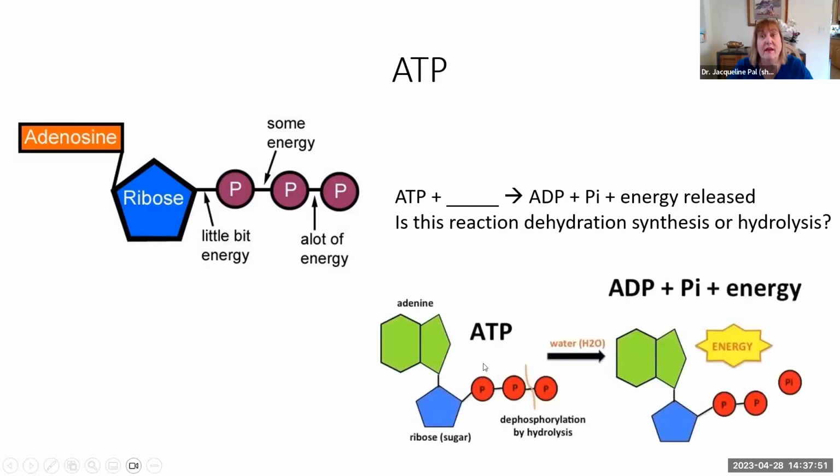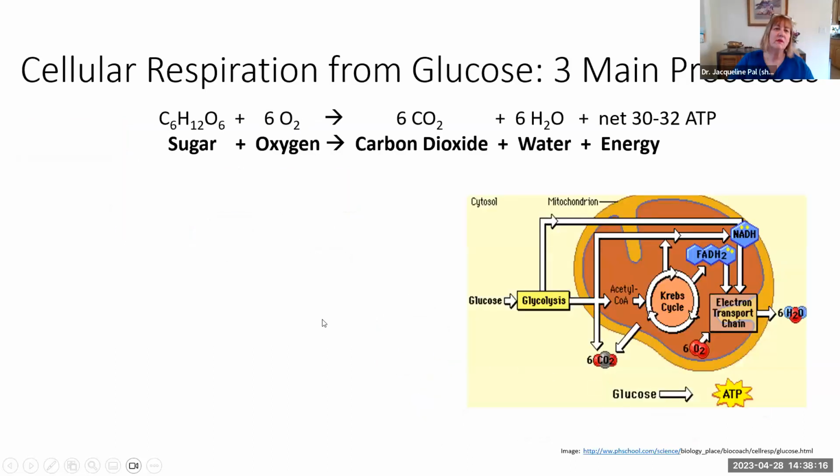Yes, so it's water that needs to be added because this is hydrolysis, where we are breaking the bond, we are dephosphorylating the ATP to release the inorganic phosphate because we want the energy that's stored in that bond. So that's the lysis part. The hydro part is adding the water. So let's get back to cellular respiration and the 3 main steps.